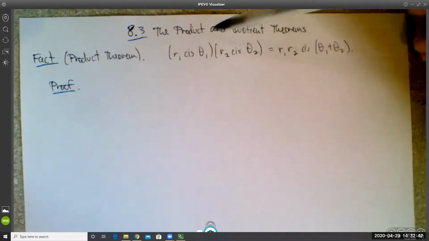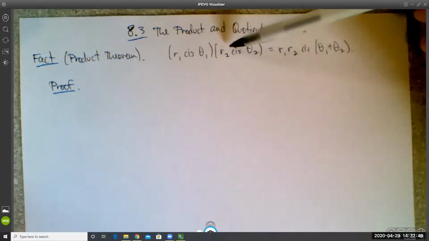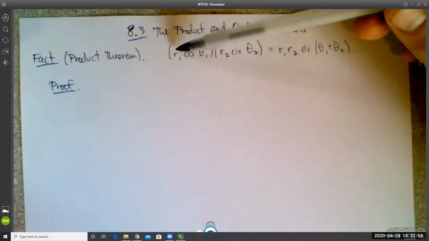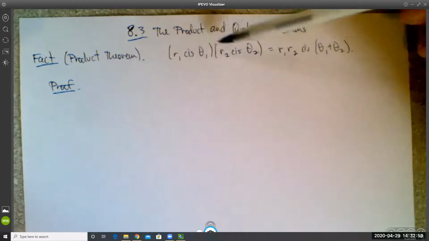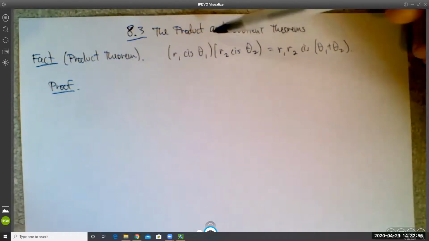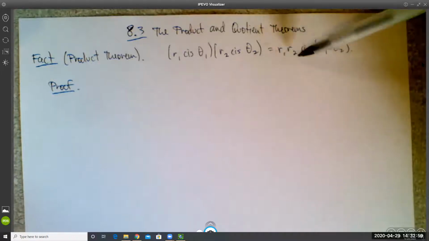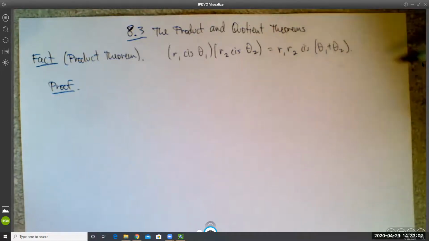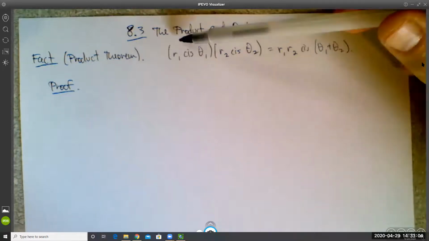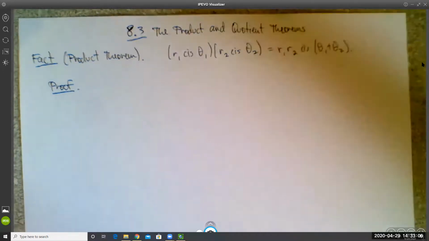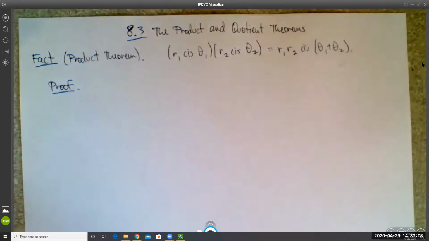Because if they're written in polar form, then to multiply two complex numbers together, all you have to do is multiply their moduli and add their arguments, right? So r1 cis theta 1 times r2 cis theta 2 is r1 r2 cis (theta 1 plus theta 2). So you multiply these numbers and add those numbers, and that's all there is to it. We're going to prove this.